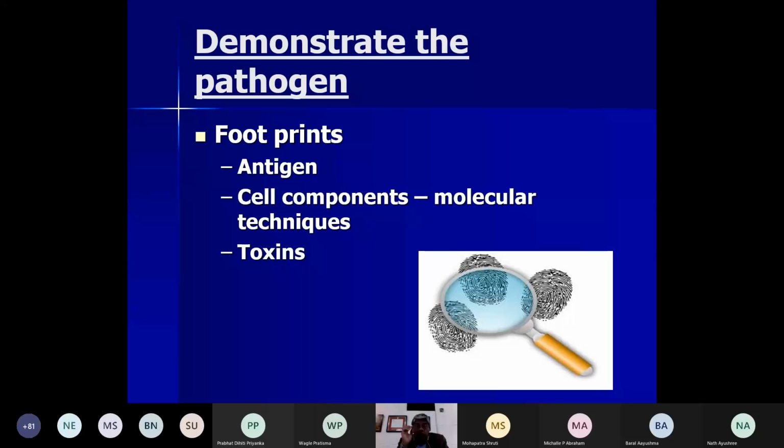So for microbes also, we try to pick up their footprints, not the whole microbe, but some component of the microbe in terms of antigens or in terms of their cell components, which are picked up by molecular techniques like PCR, or in terms of their hankies or toxins which they have left back over there. So presence of an antigen, presence of other cell components, particularly the DNA or RNA, or presence of the toxins in that particular location tells us that this particular pathogen was here. It may not be there at that time, but it has left telltale marks of its having visited that particular site.